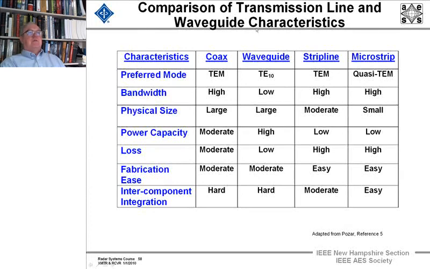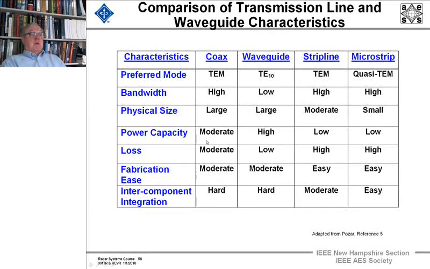Now, comparing the different types of waveguide or transmission lines, in coax, the preferred mode is a TEM mode, and in waveguide, it's a TE10, and strip line, it's TEM, and we saw for microstrip the preferred mode is a quasi-TEM mode. The bandwidth is very high in strip line, microstrip, and coax, but it's low in waveguides because of the rigid size of it. In physical size, though, coax is large, waveguide is also large, and strip line is moderate, and microstrip is very small.